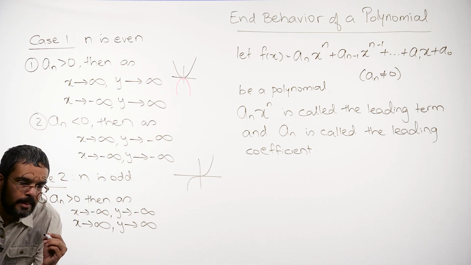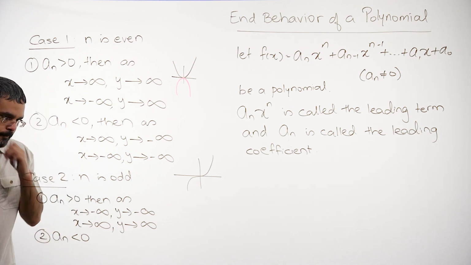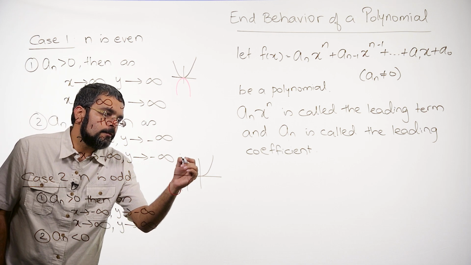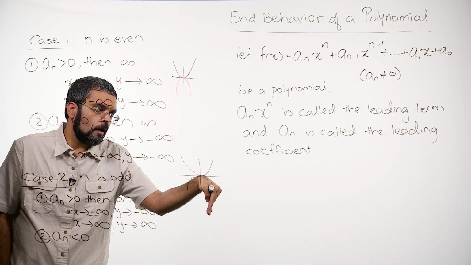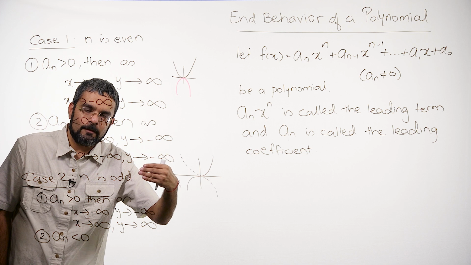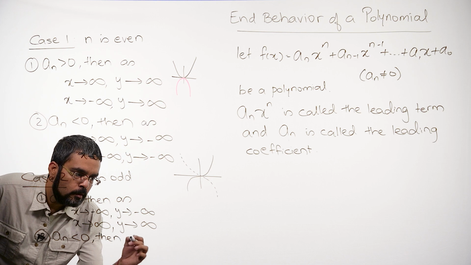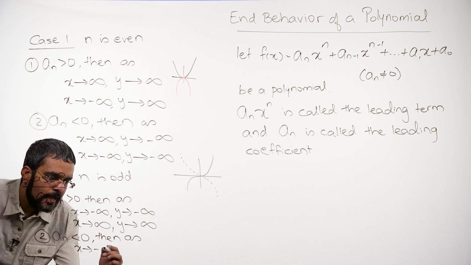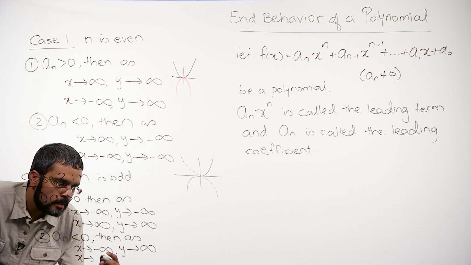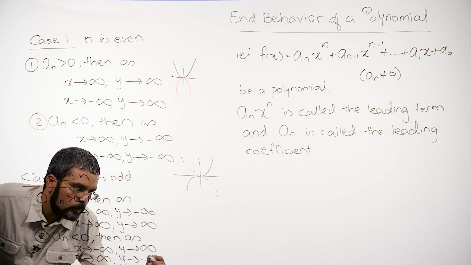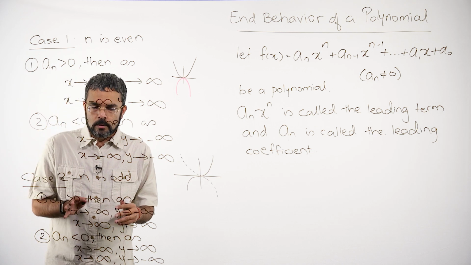And for number 2, if a_n was less than 0, then I would have the exact opposite behavior. This function would now look this way. As x went to positive infinity, the function would fall towards negative infinity, and as x went to negative infinity, the function would rise up towards infinity. So as x goes to negative infinity, y goes to positive infinity, and as x goes to positive infinity, y goes to negative infinity. So that is how we describe the end behavior of the function. I'm going to let you look at it for a second.